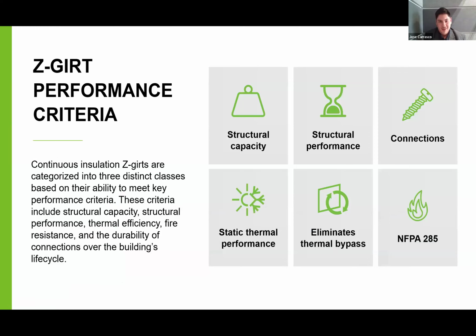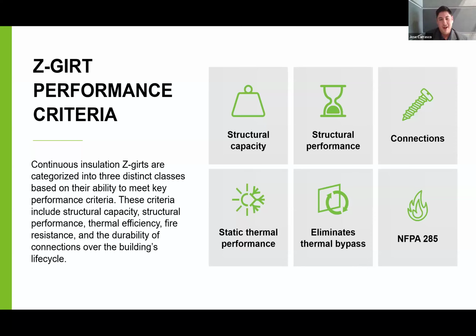Just by looking at various Z-girt systems on the market, it would appear that they visually look the same and perhaps might even perform the same in some instances. But really, the purpose of this chart is to highlight and differentiate the key performance criteria that we feel designers should be aware of when selecting a Z-girt system. And if you really think about the 6 performance criteria that you see on screen here, it kind of goes in order of building life cycle, if you will.